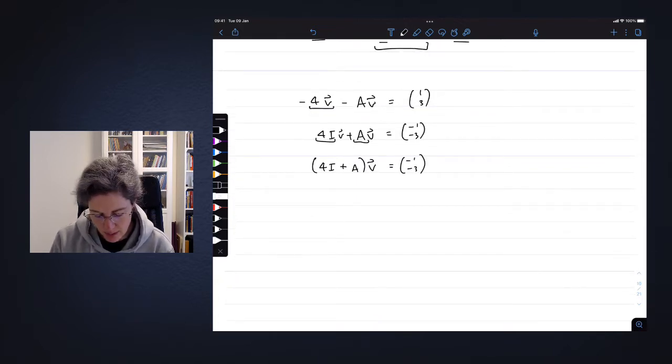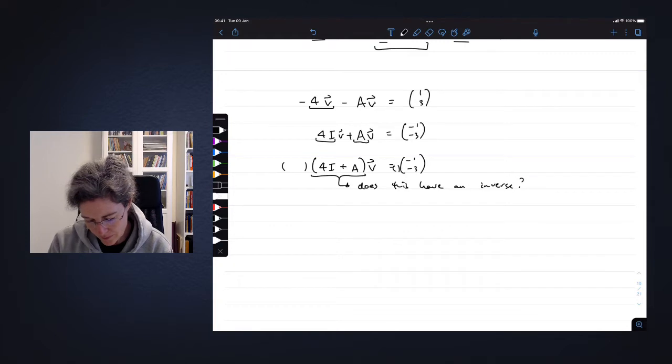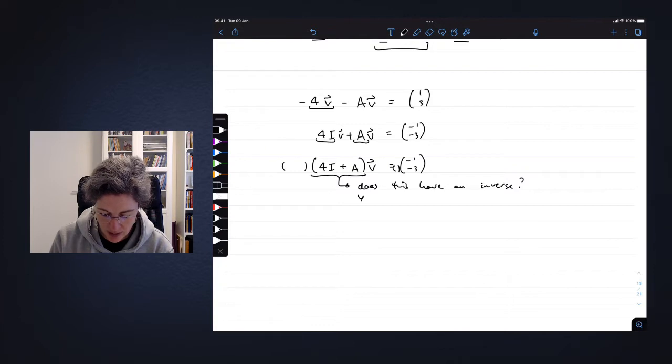And ideally what we'd like to be able to do is to multiply on the left on both sides by the inverse of this matrix here. But the question is, does this have an inverse? Well, you could just try and calculate the inverse and see whether it works or not. That's one way. Another way would be to have a look at the eigenvalues of A. So the answer is yes, it does have an inverse. The eigenvalues of A are minus 1 and minus 3.